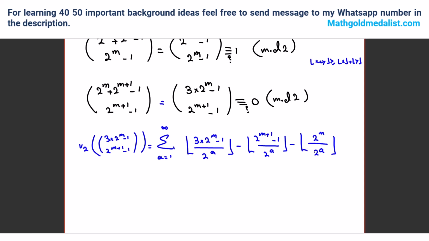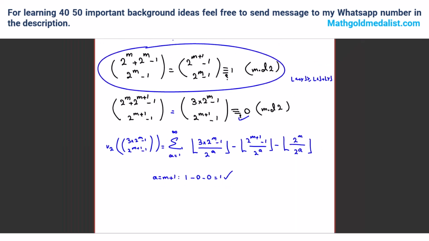Let's check, for example, a equals m, or a equals m plus 1. If a equals m plus 1, this one will be what? It will be 1, because it is greater than 2^(m+1) but less than the next. But you agree these two things will be 0. So it's 1. So we prove this part, right?